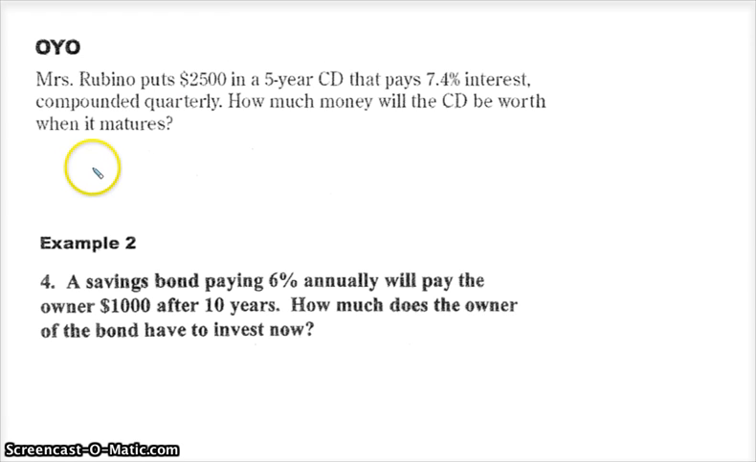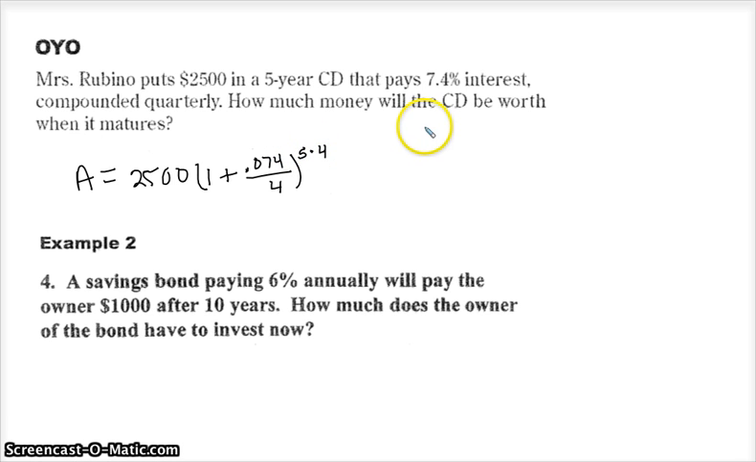You should have set up the equation A equals 2,500 times 1 plus 0.074 divided by 4 raised to the 5 times 4 power. 5 is time, 4 is n. If you plugged it in your calculator properly, you should have gotten $3,606.12.